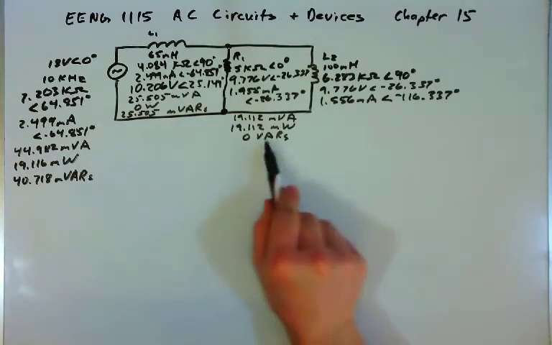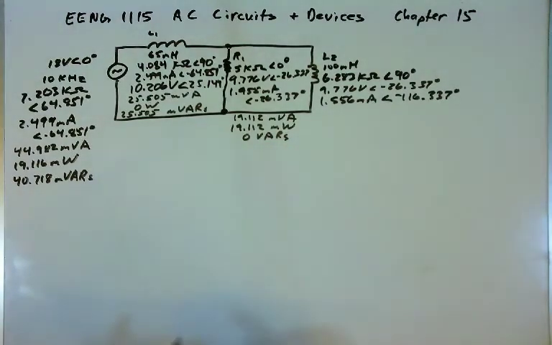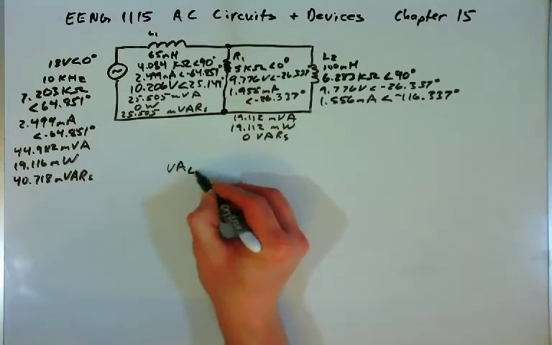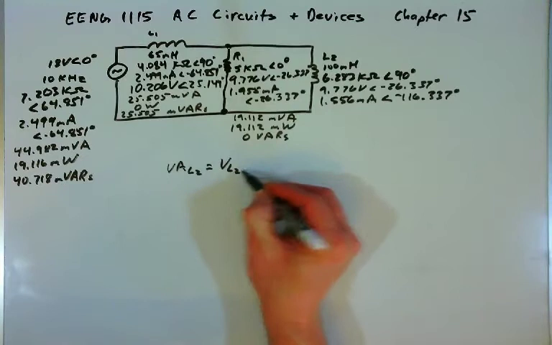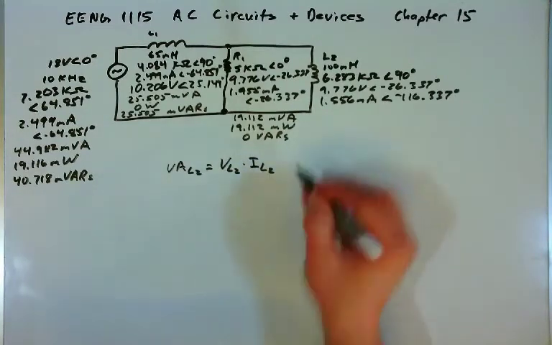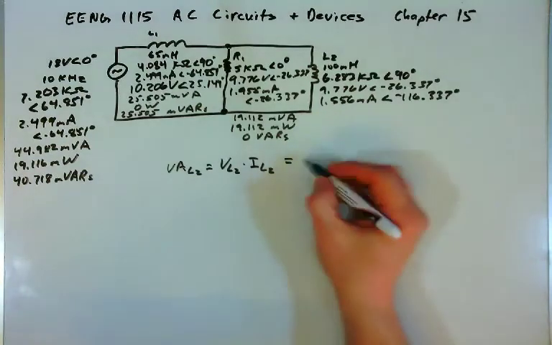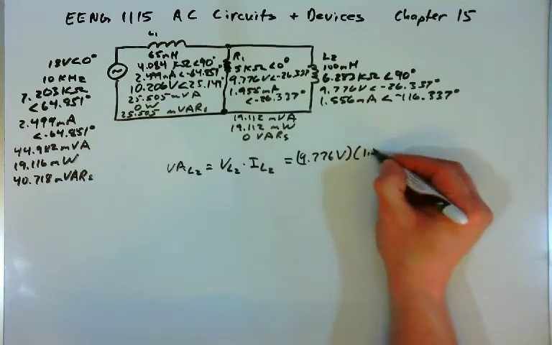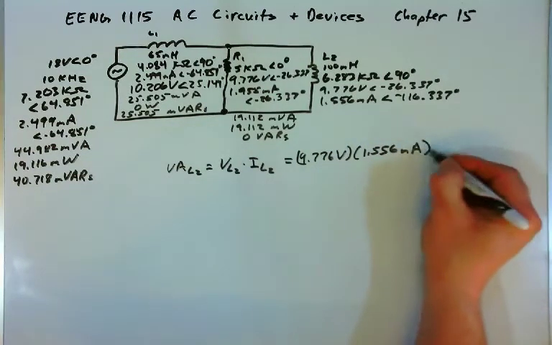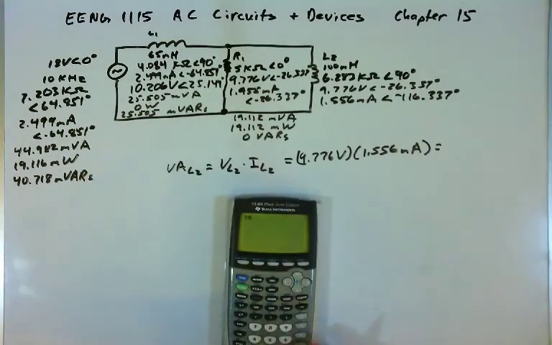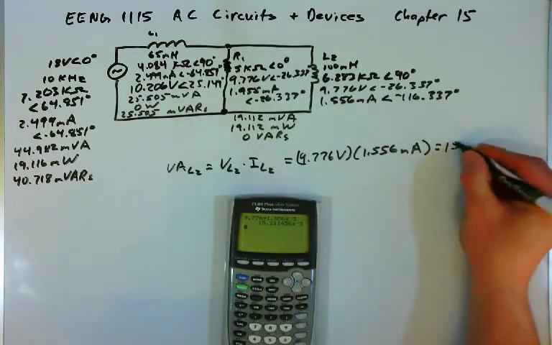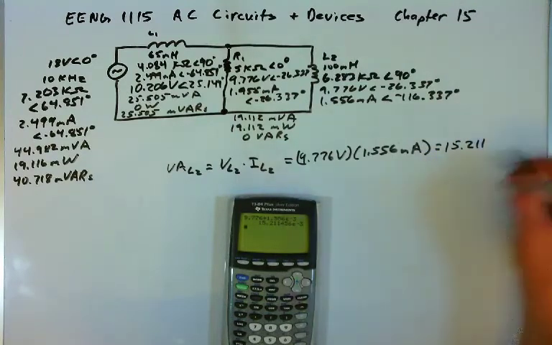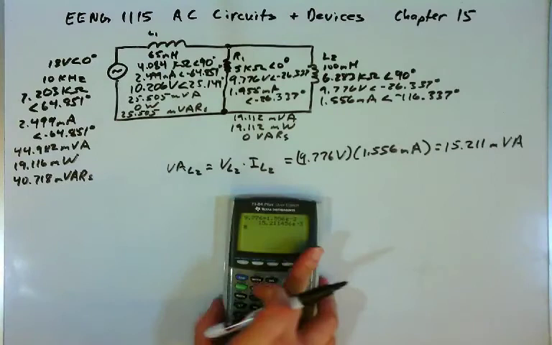I've written our answers for power for the resistor here. Now we'll look at L2, the final component in the circuit. We'll start with volt amps. Volt amps for L2 will be the voltage across L2 times the current through L2 without any angle. The voltage is 9.776 volts. The current is 1.556 milliamps. And so we get 9.776 volts times 1.556 milli, and we get 15.211 millivolt amps.